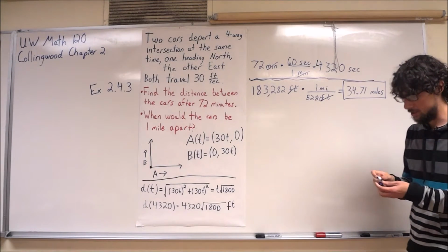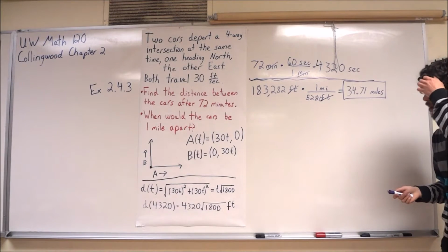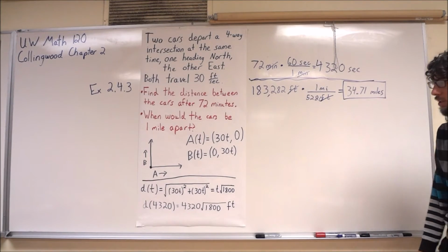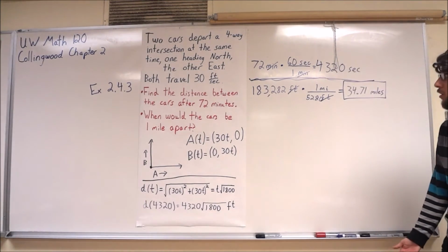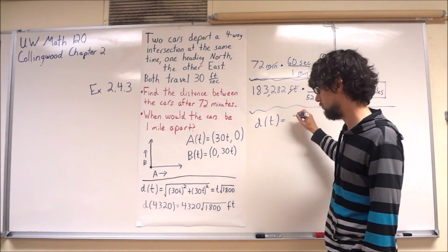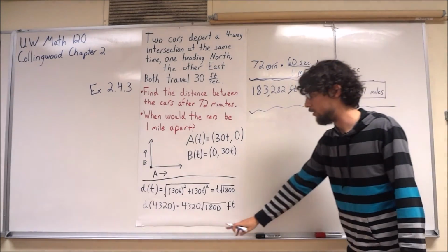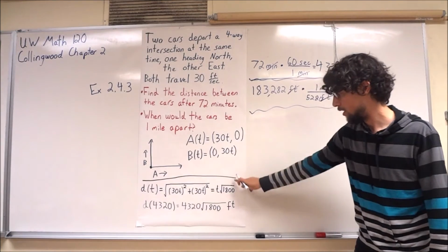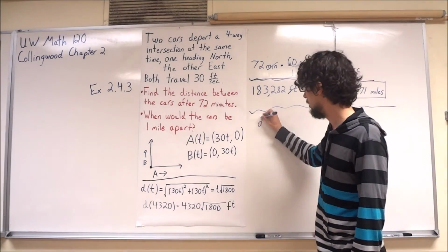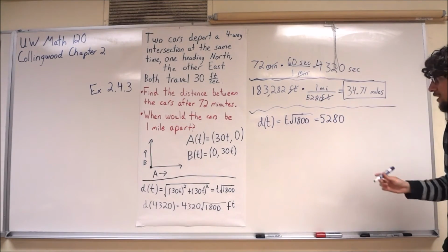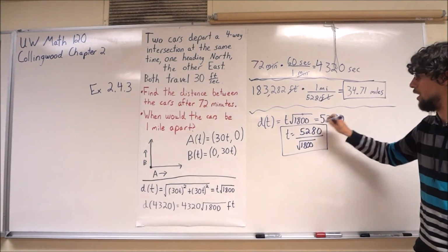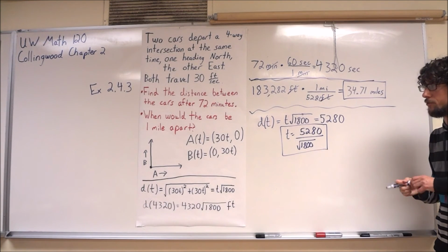The second part of the question asks us, when would the cars be exactly 1 mile apart? Or in other words, when would the cars be exactly 5,280 feet apart? This is relatively straightforward. I simply need to know what value to plug in for t here to make this compute to be 5,280. So in particular, this is very easy to solve. I simply divide both sides by the square root of 1,800. And I have a solution in seconds after they leave the intersection.